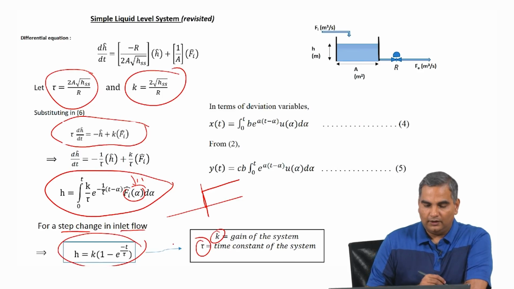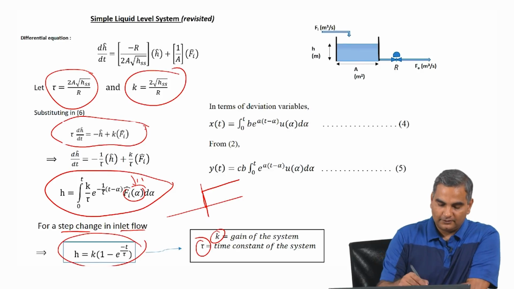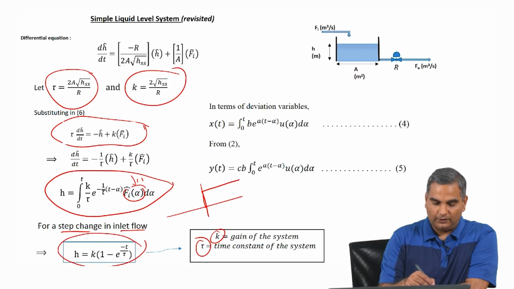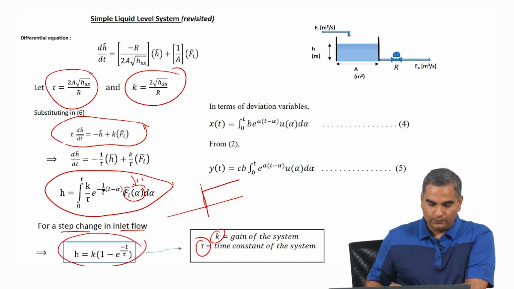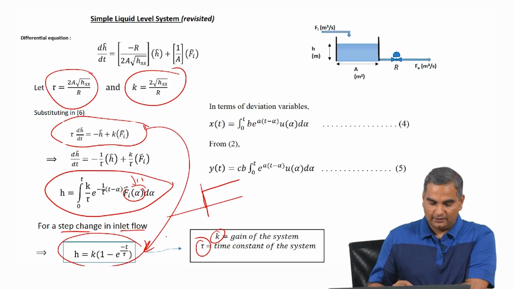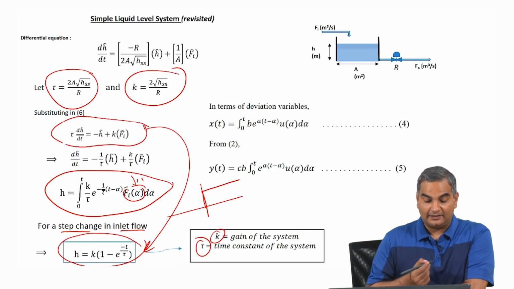Okay. So if you look at this, then basically what it says is, if you were to write your state space model in this form, tau times x dot is equal to minus x plus k u, then the solution can be directly written down as this, which is k times 1 minus e power minus t by tau. So this is something that you want to remember. This is the response to a step change in the inlet flow rate.